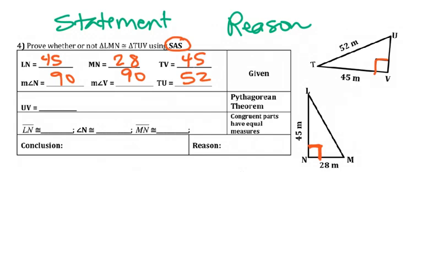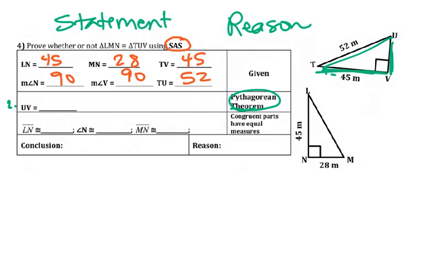All right, now the next step, step number 2 right here, UV is equal to... I don't know that one. So you need to think, well, how can I find that one? Now, in these types of proofs where I give you some hints, you can take that hint and go, oh, Pythagorean theorem. So we're going to say 45 squared plus x squared equals 52 squared.